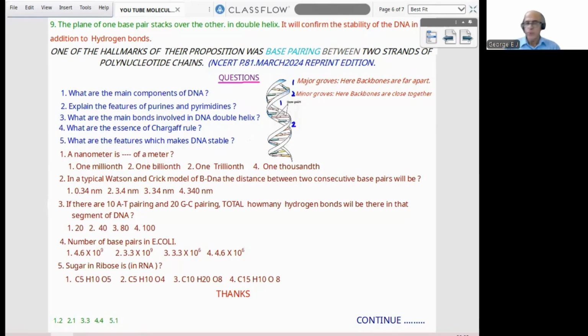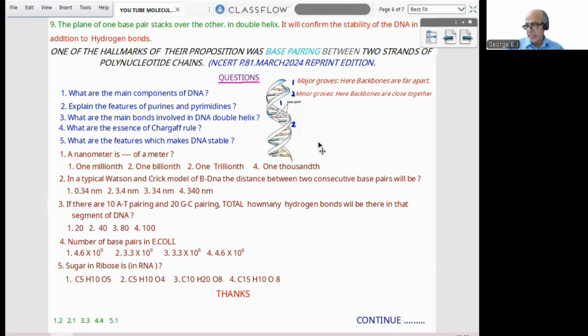Now, as usual, questions. You can find 5 theory and 5 NEET model questions with the key. But here one item I mentioned. See, there are two terms, major grooves and minor grooves. Major grooves means here the backbones are far apart. Here you can find the distance is small. Backbones are far apart. While minor grooves, see here, backbones are close together. That is how major grooves and minor grooves come. I think the idea is clear. So that is regarding the topics for us.